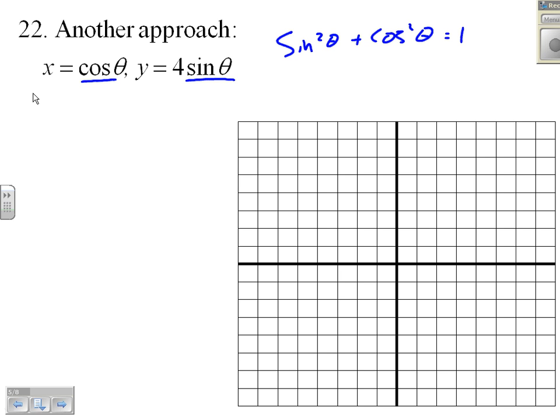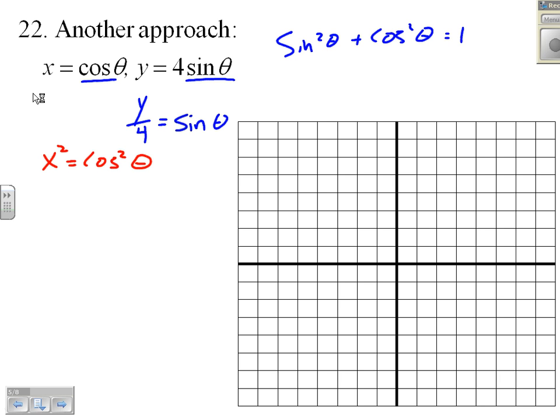And so I'd like to be working with sine squared and cosine squared. So I'm going to solve this second equation for sine: y on 4 equals sine of theta. And I'm going to go ahead and square both equations. I'm going to square this first equation, I get x squared equals cosine squared of theta.